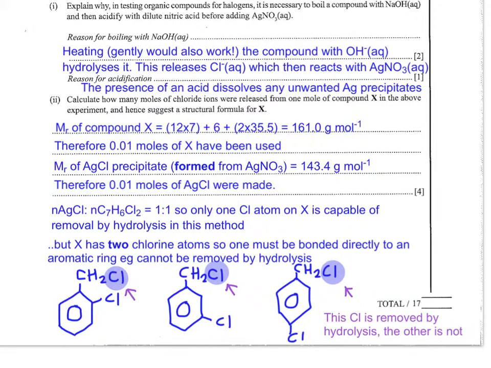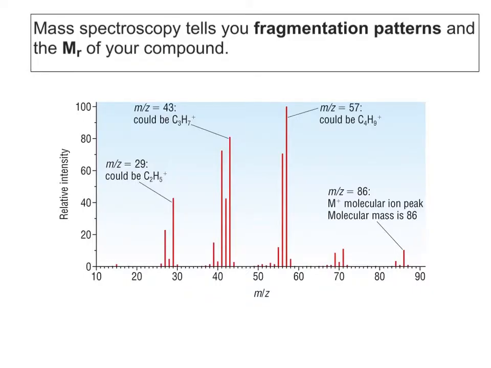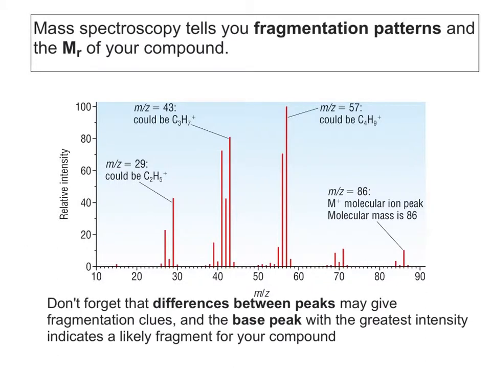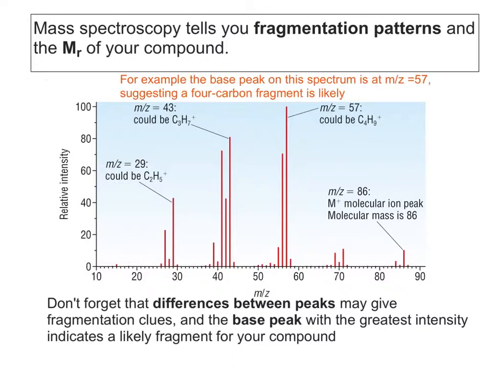Okay, so let's now go on to look at spectroscopic methods of analysis. So the mass spectrum tells you the fragmentation patterns and the Mr of your compound. And you mustn't forget that the difference between peaks may give fragmentation clues, and the base peak with the greatest intensity indicates a likely fragment for your compound. So in this particular example, you can see that the base peak is at m/z equals 57. So that means a 4 carbon fragment such as C4H9+ would be likely.